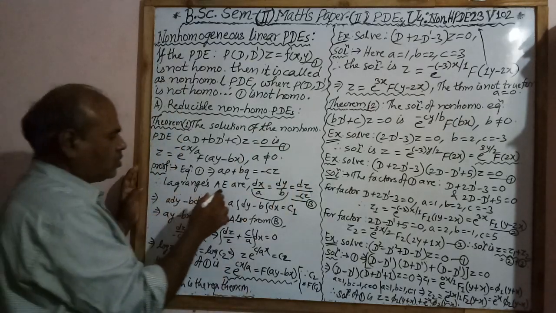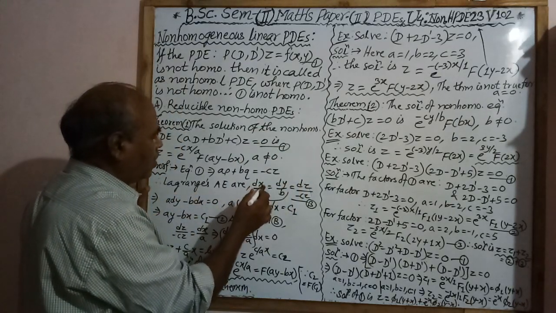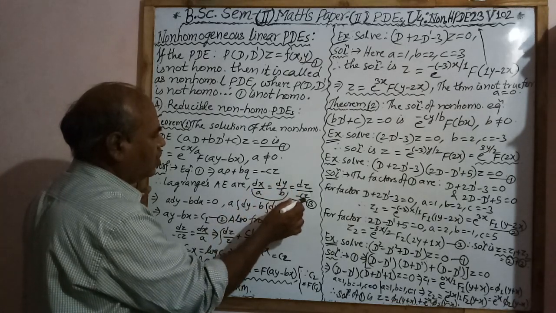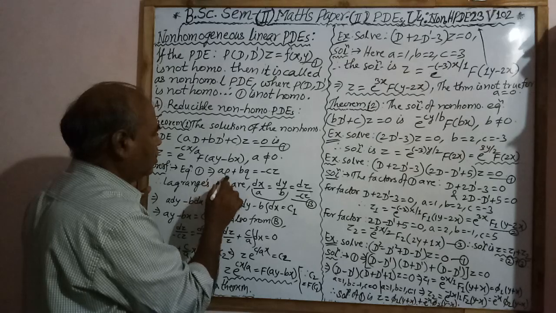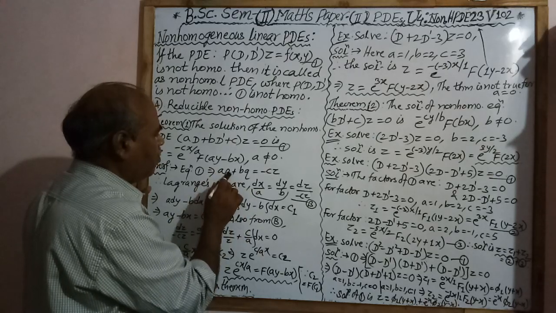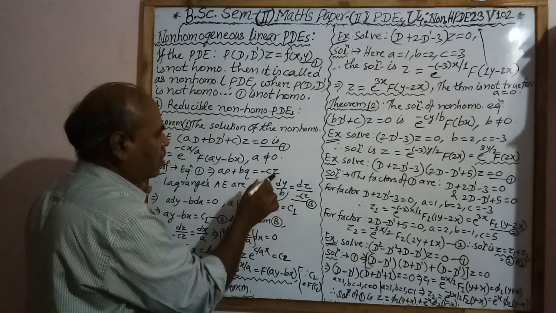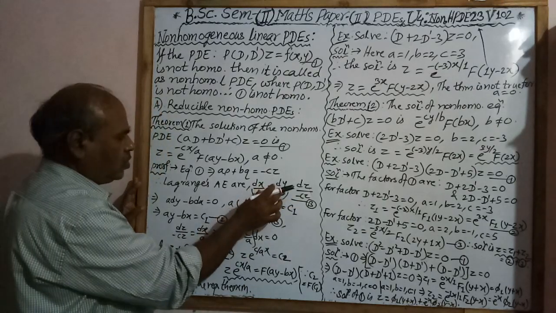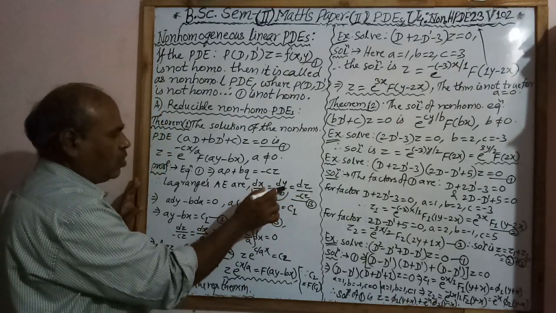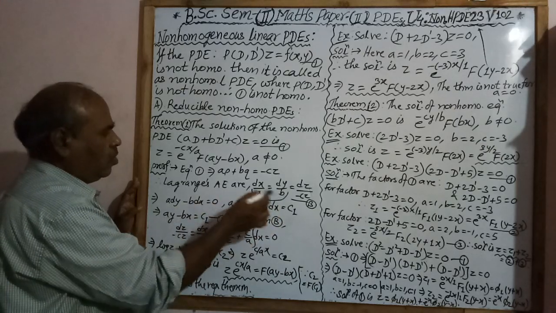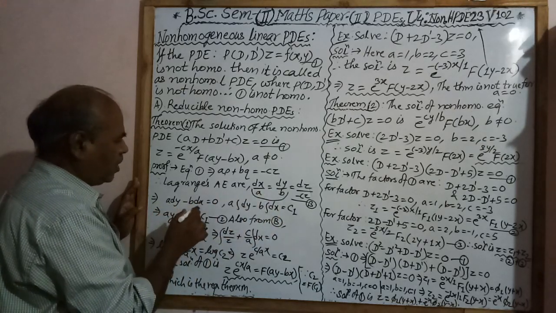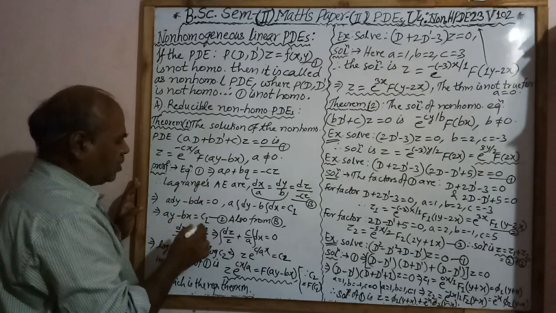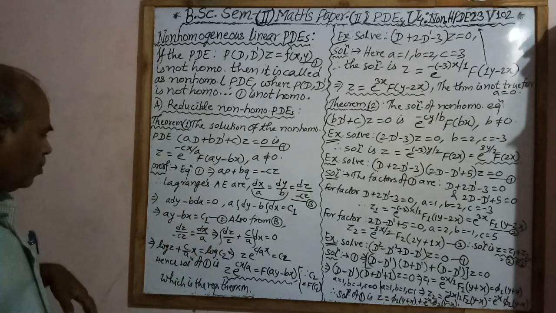Therefore, the Lagrange's auxiliary equations are given by dx/A = dy/B = dz/(-Cz). That is, A and B are the coefficients of P and Q, and the right hand side is minus Cz. Now we compare the first two ratios, dx/A = dy/B. Cross multiplying, we have A dy - B dx = 0. Integrating this equation, we obtain Ay - Bx = c1.